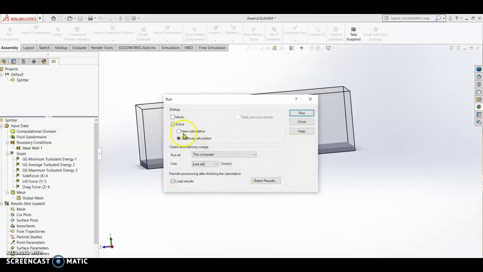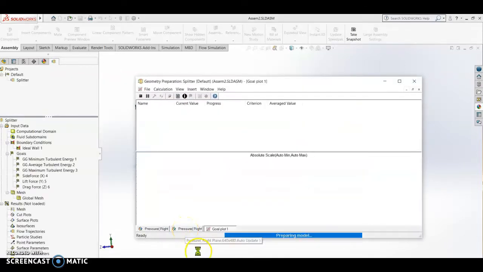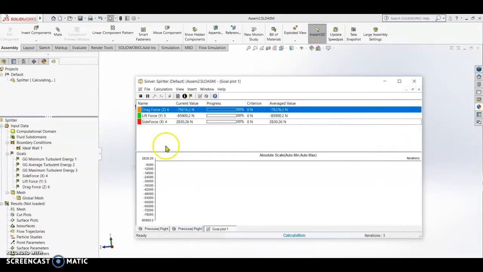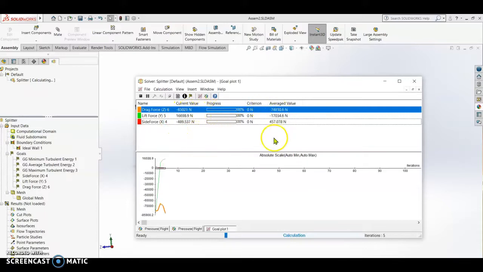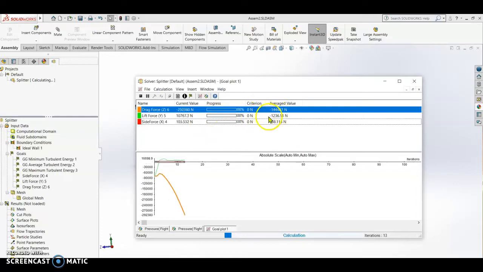Okay, so we have to do new calculation, and then run. So this will take several minutes in preparing the model. All right, so now it's calculating. So from here, this is the total downforce on the car. So you got the drag force, you got the lift force, and then you got the side force, right?